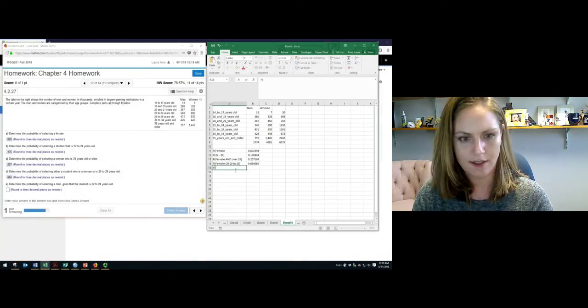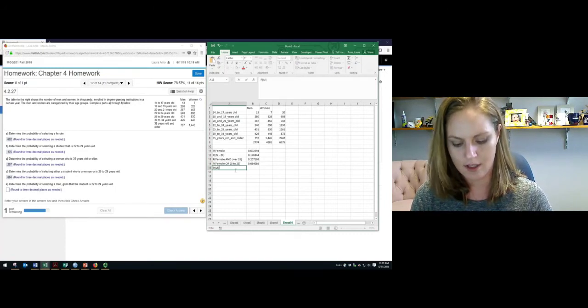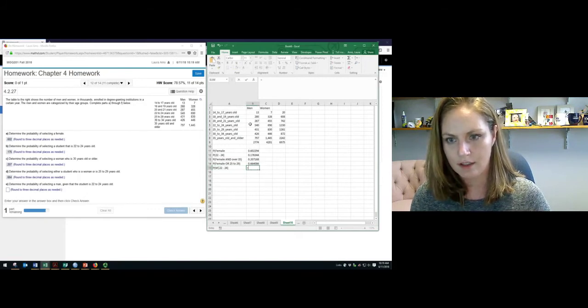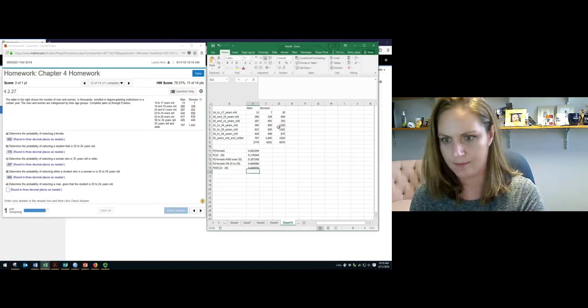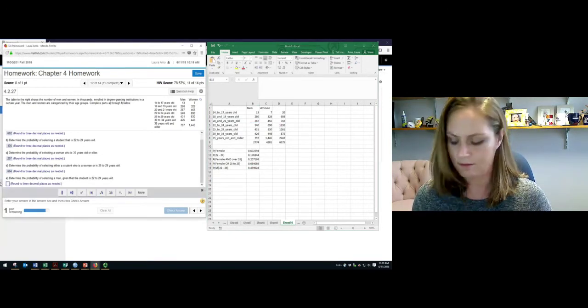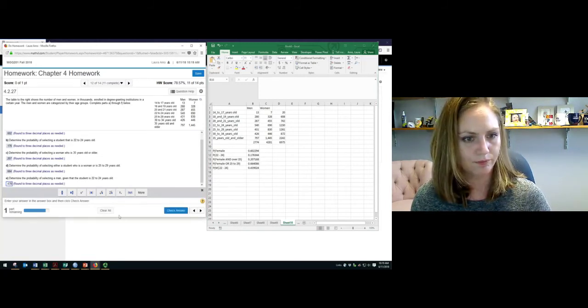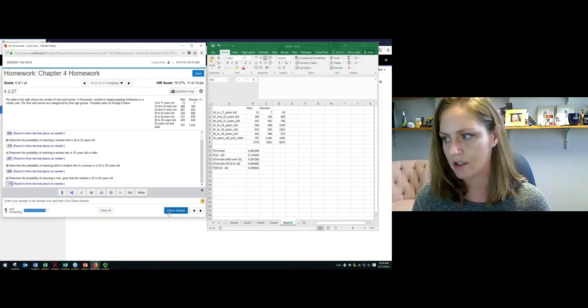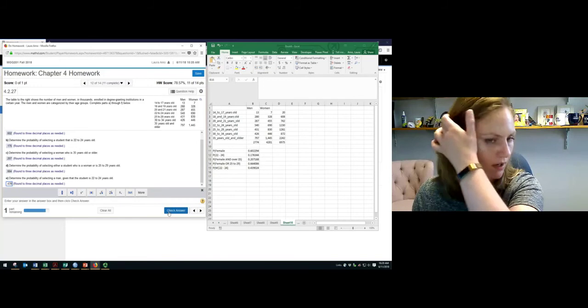And the probability of selecting a man given that he is 22 to 24. Okay, so this is going to be given that they're 22 to 24 years old. How many of those 1,230 are men? This divided by this, so about 0.439. Recall that when it says probability, it has to be between 0 and 1. When it asks for the percentage, you just multiply the probability by 100.